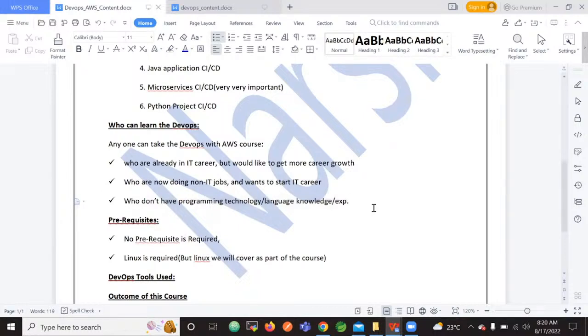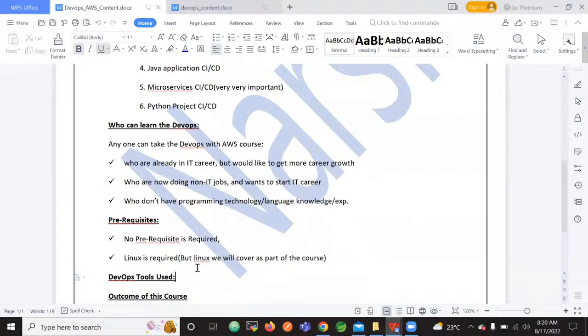DevOps with cloud, one cloud, any of the cloud. Sir, I want to contact, but how many classes will be covered in this series? How many tools will be covered in this course? That is what we will discuss. Today's topic is that only. I'll explain what we'll cover.